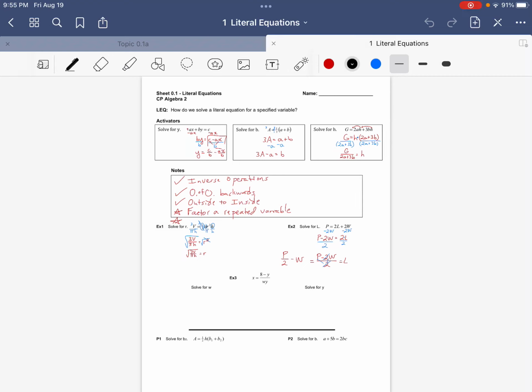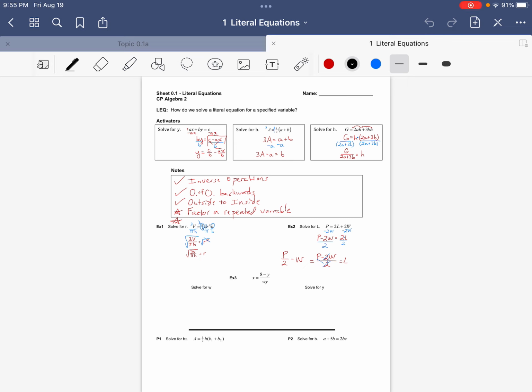So I'd like to finish up with our sheet 0.1, our first intro topic, literal equations. Now, I should mention, because it's completely true, this is challenging. I purposely chose a challenging topic to start with. Yes, we will be doing many other challenging things this year, but that is the point of the class, to be working on many new ideas.